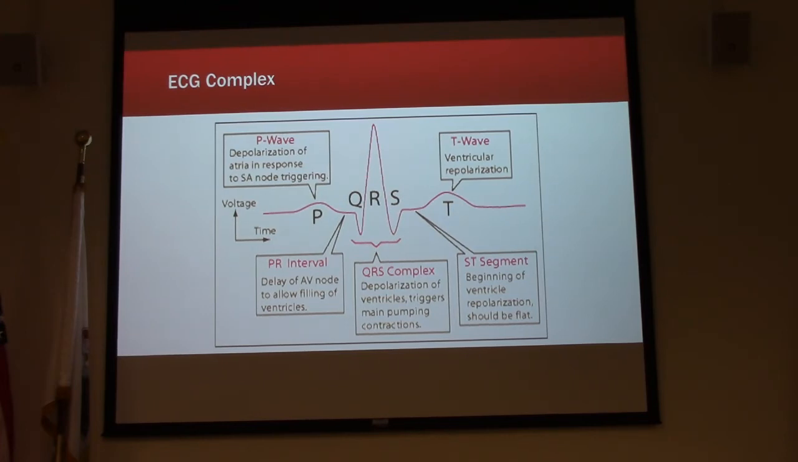Then, our QRS complex indicates ventricular depolarization. We have the ST segment. This is actually the beginning of the repolarization, and this area should be at the isoelectric line. And then our T wave indicates ventricular repolarization.